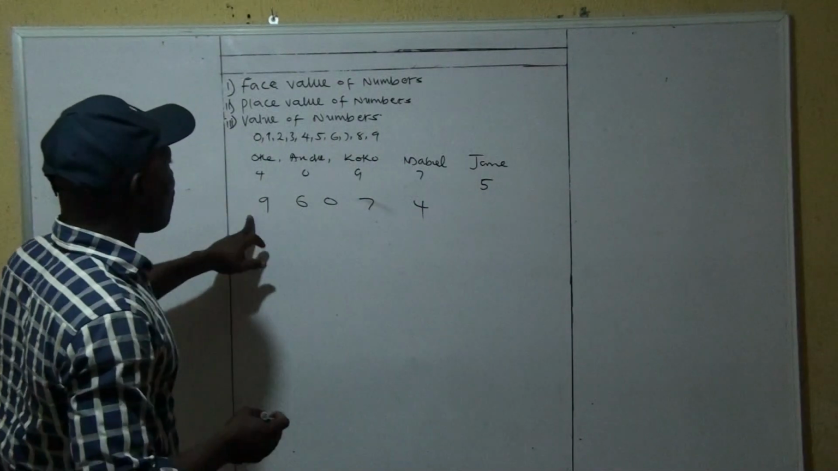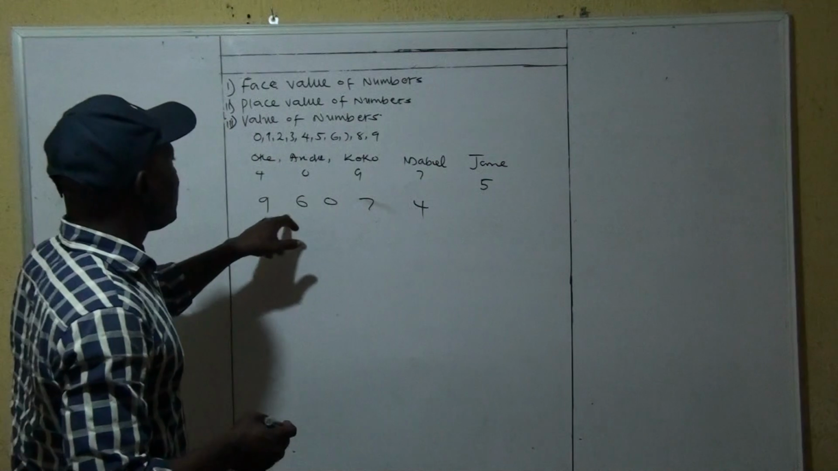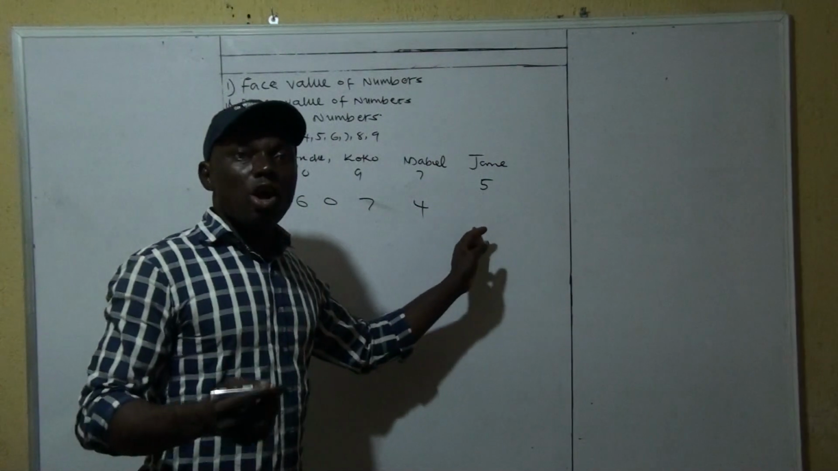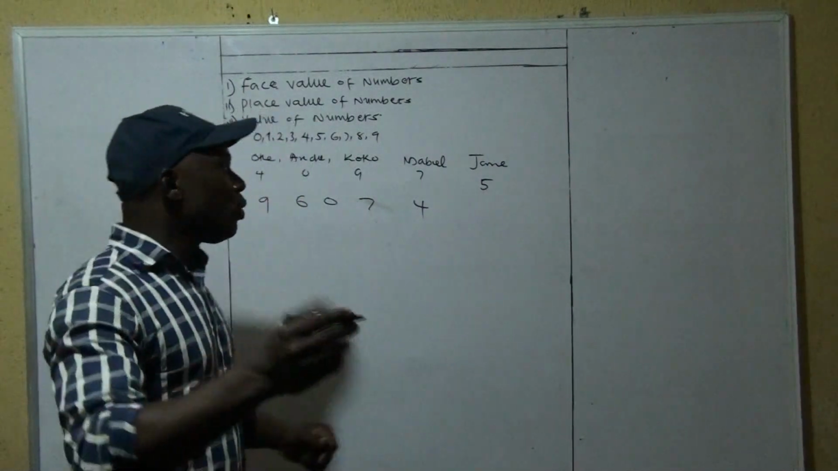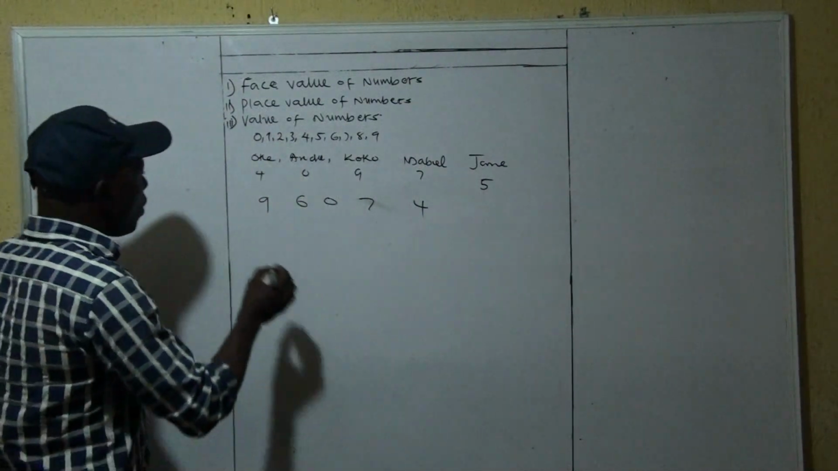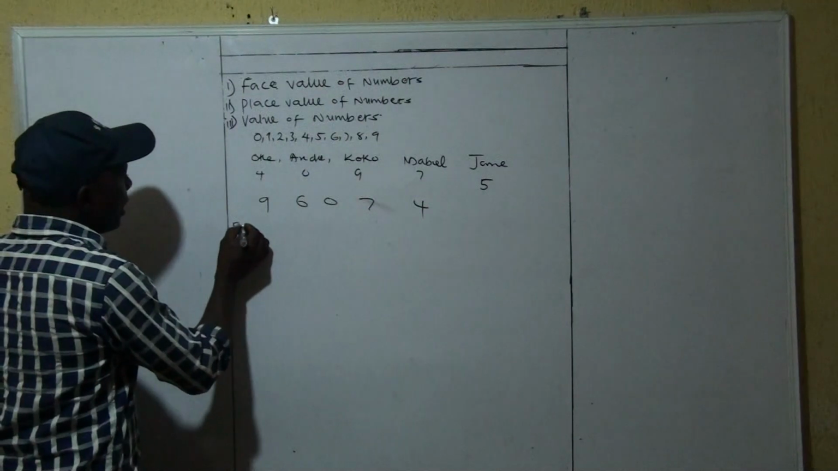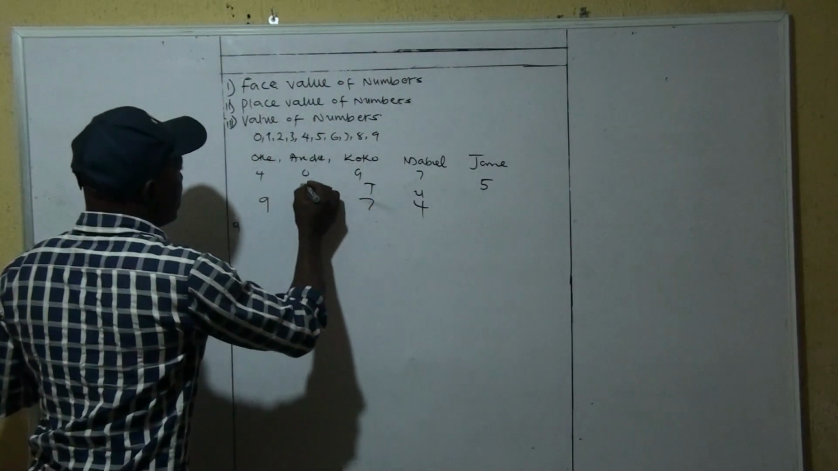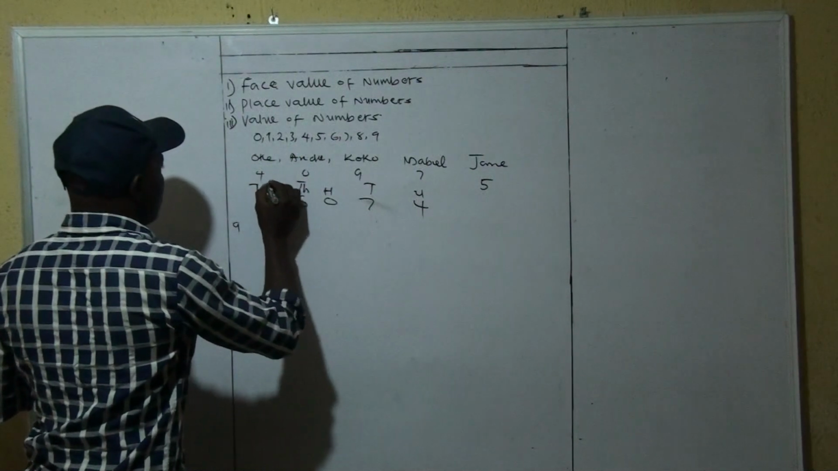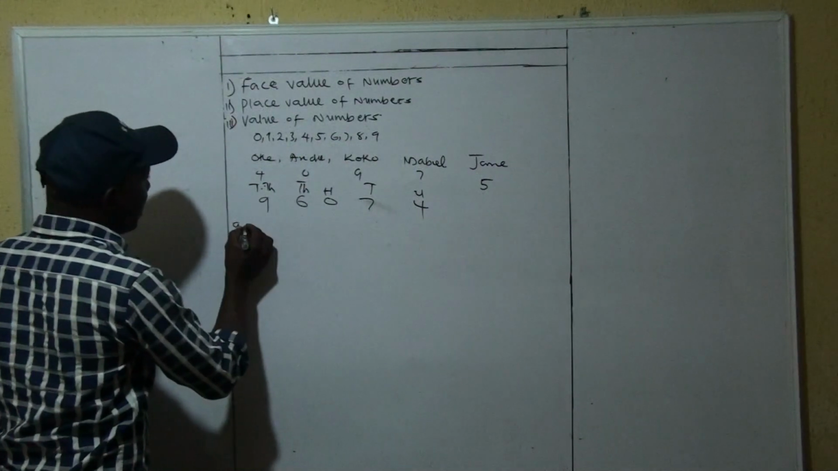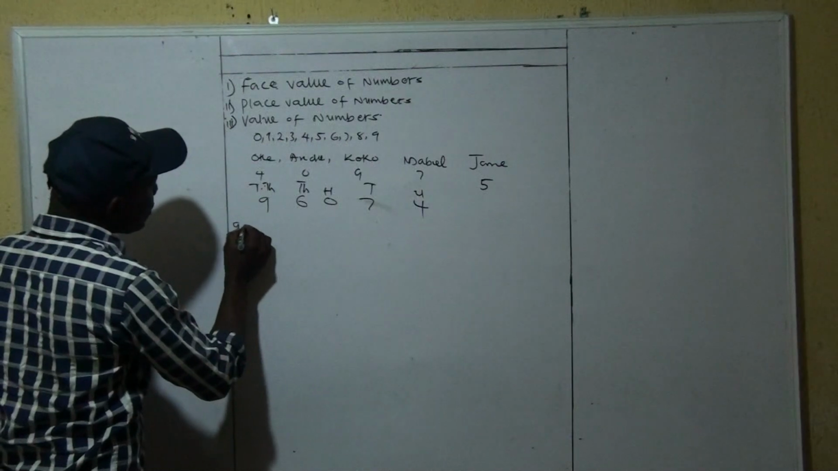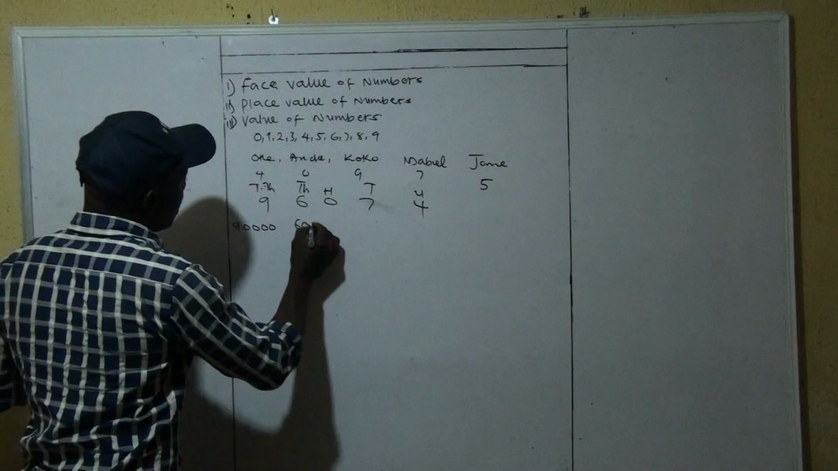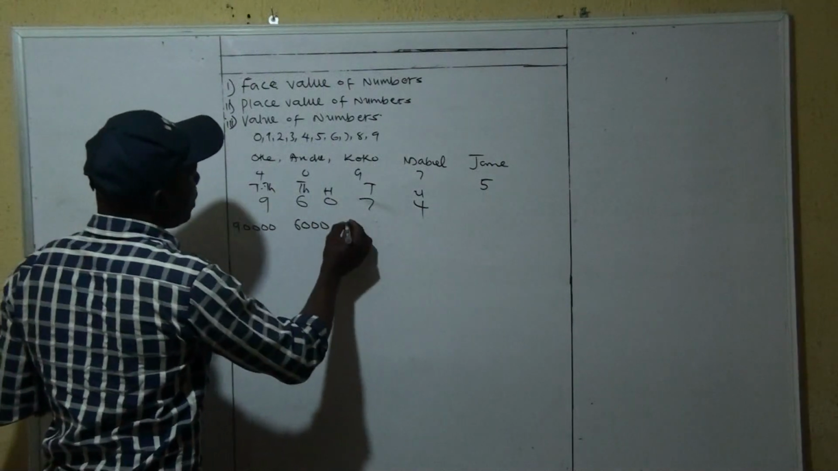Now in this number, we have written 9796074, and we have written this number in compact form. Assuming we want to write it in expanded form, we start with units, tens, hundreds, thousands, tens of thousands. So this will be 9 tens of thousand, this will be 6 thousand, this will be 0.